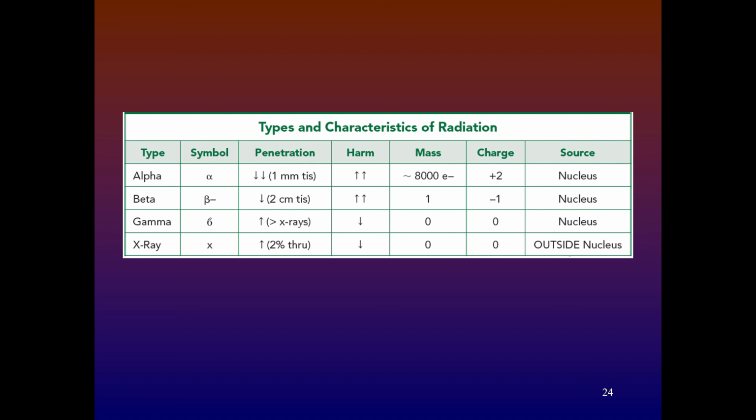Effectively, the really major difference between gamma and X-rays, aside from their slight energy differences, is the source. Gamma rays come from the nucleus of an unstable atom trying to regain stability, whereas X-rays, highly penetrating, less harmful, no mass, no charge, originate outside the nucleus. We say X-rays come from the oscillation of electrons, the movement of electrons.